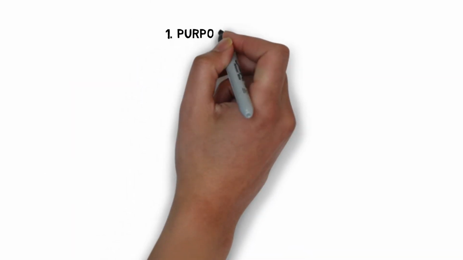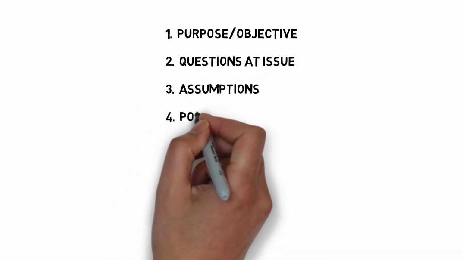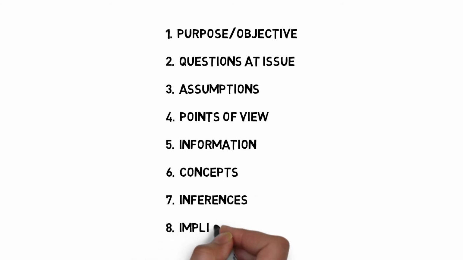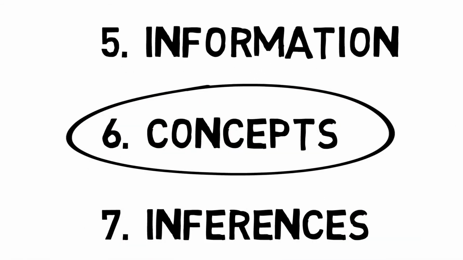Note, you don't need to apply all 8 elements of critical reasoning to improve the quality of the thinking. Even just focusing on one of these elements can help to improve the quality of the reasoning. For example, ask, what are the key concepts at issue here, and how do these concepts fit together?